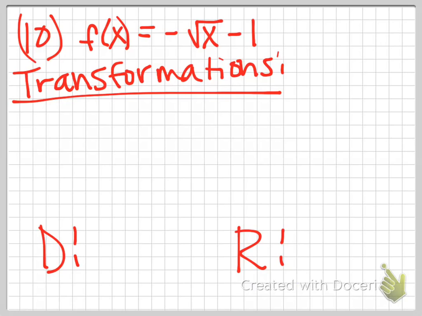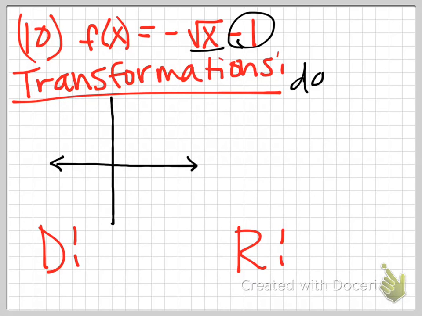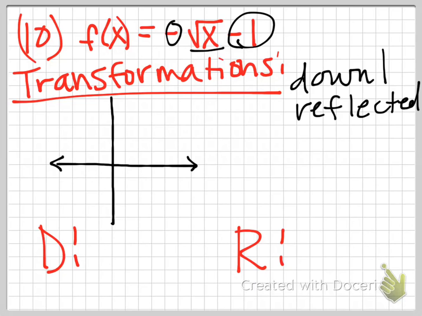For number 10, we're going to graph, we're going to talk about the transformations, and we're going to do domain and range. The equation is f of x equals negative square root of x minus 1. So we know the square root of x is going to have the kind of a half parabola shape. We know this is going to be shifted down 1, and the negative means it's reflected. So I'm going to start off shifting down 1 from the origin. My slope is negative 1, so I'm going to go down 1 over 1. And then I'm going to connect my curve, make half a parabola, and that's the graph.